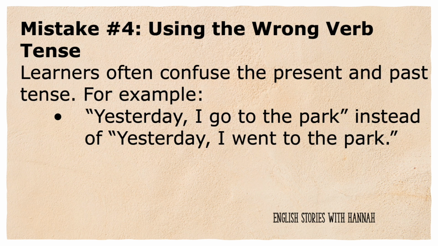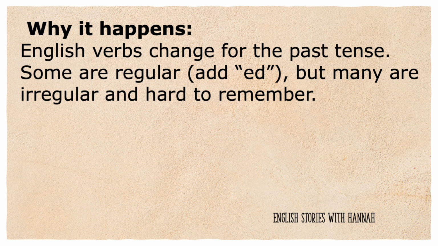Mistake number 4, using the wrong verb tense. Learners often confuse the present and past tense. For example, yesterday, I go to the park instead of yesterday, I went to the park. Why it happens? English verbs change for the past tense. Some are regular, add ed, but many are irregular and hard to remember.